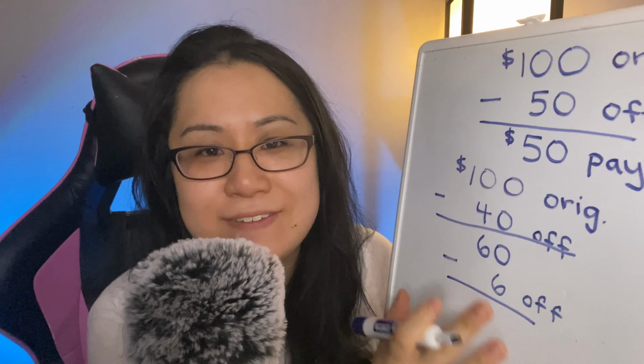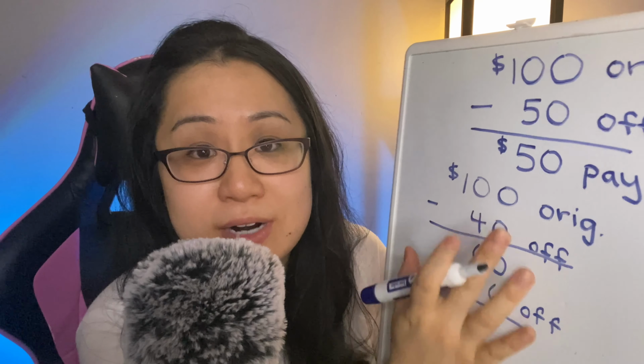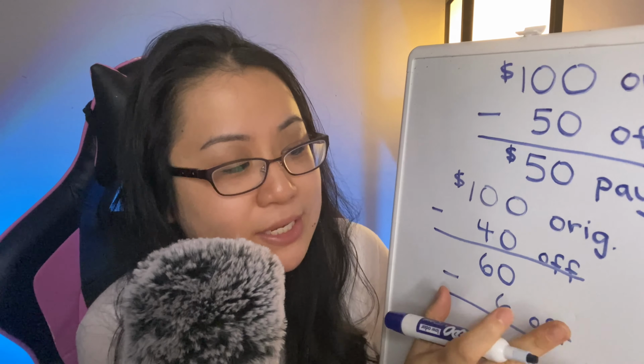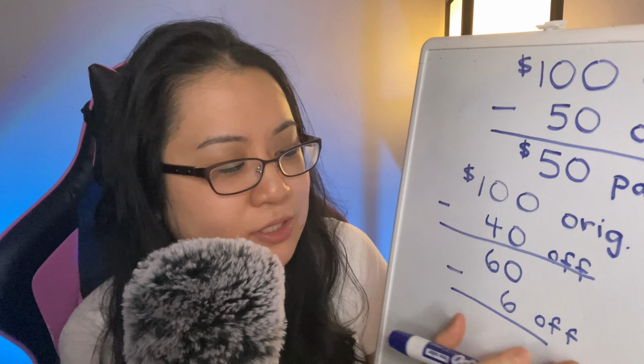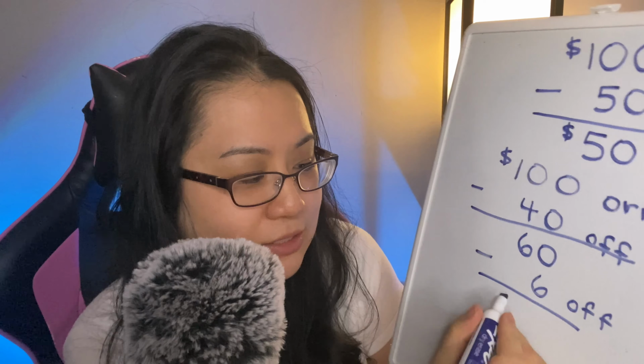So again, if it's 40% off and then an additional 10% off of the original price, that's different. That would be 50% in total. But a lot of times this is 40% off and then an additional 10% off. So that's how you do this. And then 60 minus 6 is 54.